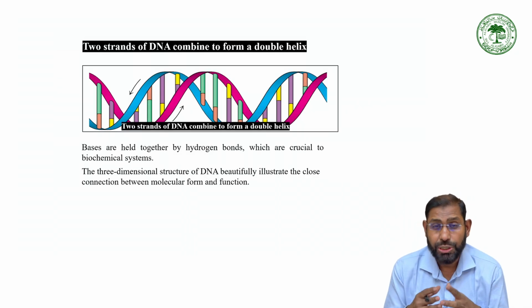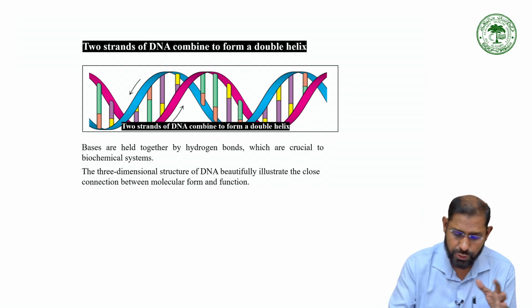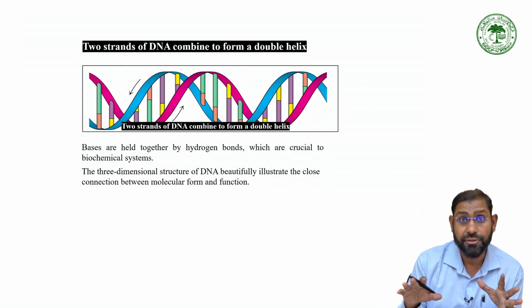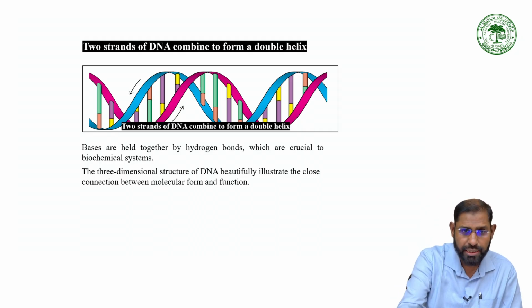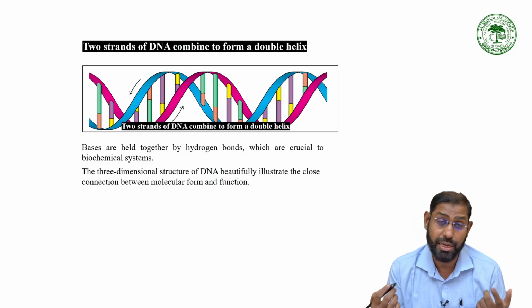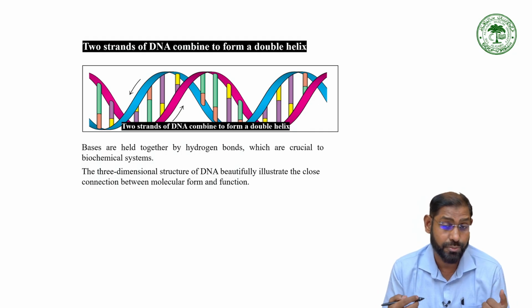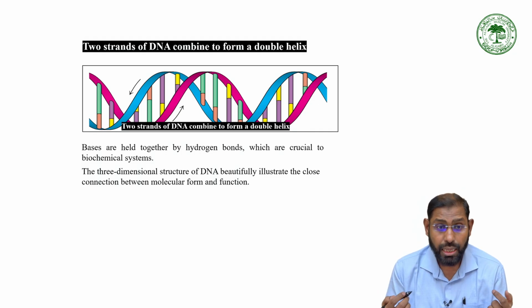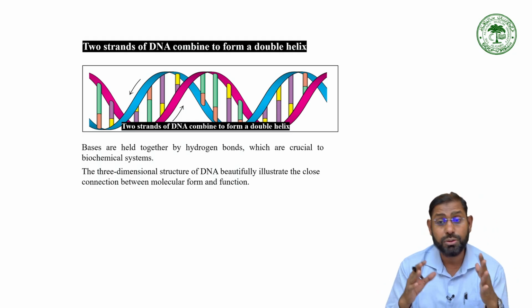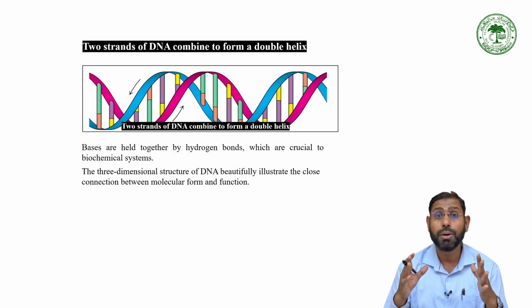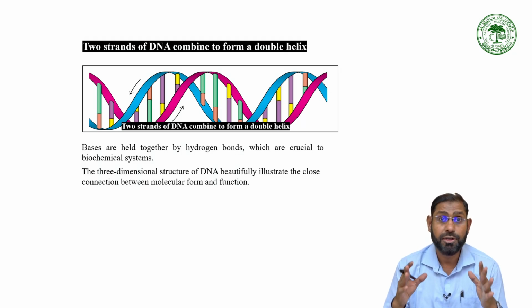Now the two strands of DNA combine to form a double helix. And the bases are held by the hydrogen bond, already explained, which is very crucial for the biochemical system. That's why the hydrogen bond is there. And the three-dimensional structure of DNA beautifully illustrates the close connection between molecular form and function. This three-dimensional structure itself explains the molecular form and function of the DNA.